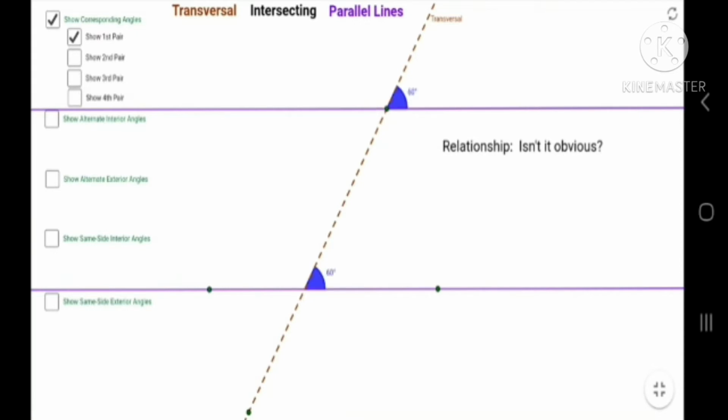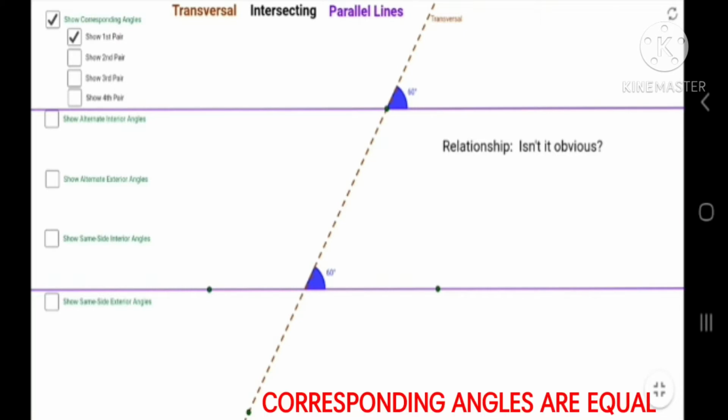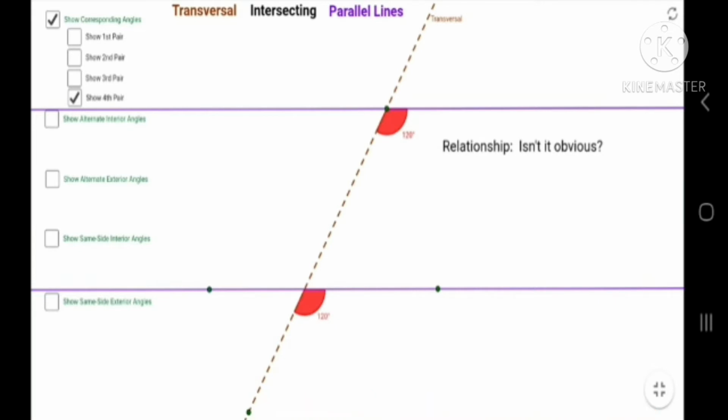So we come to the conclusion that whenever a transversal intersects two parallel lines, the corresponding angles formed are always equal. All pairs of corresponding angles are equal: 60, 120, 60 and 120 each. So all four pairs are equal.